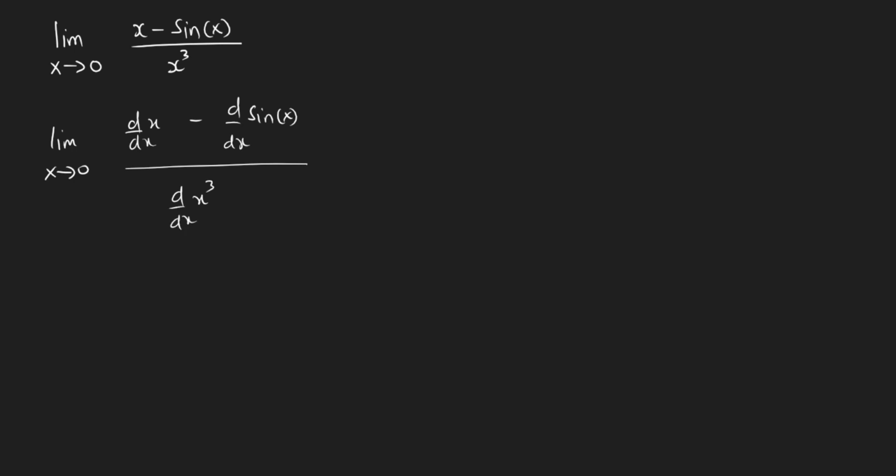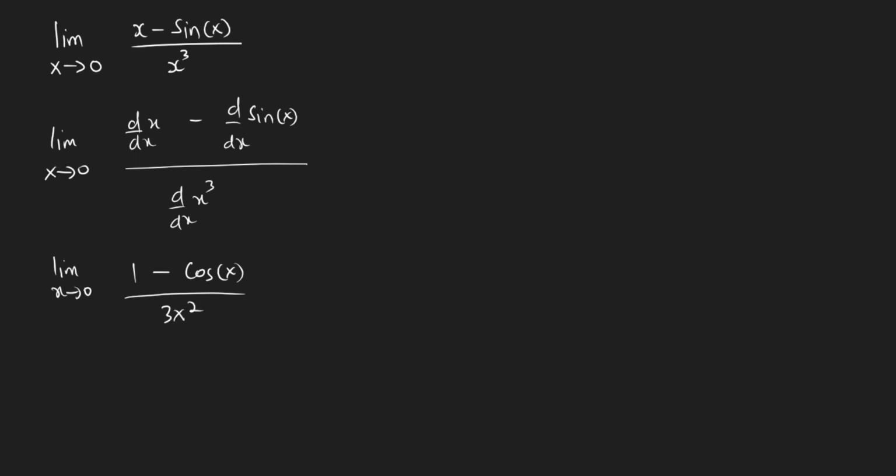So now let's simplify this. We're going to have the limit as x approaches 0. Now let's simplify the derivatives. The derivative of x here will be 1, and then minus the derivative of sine x, which will be cosine of x, divided by the derivative of x cubed, which will give us 3x squared.